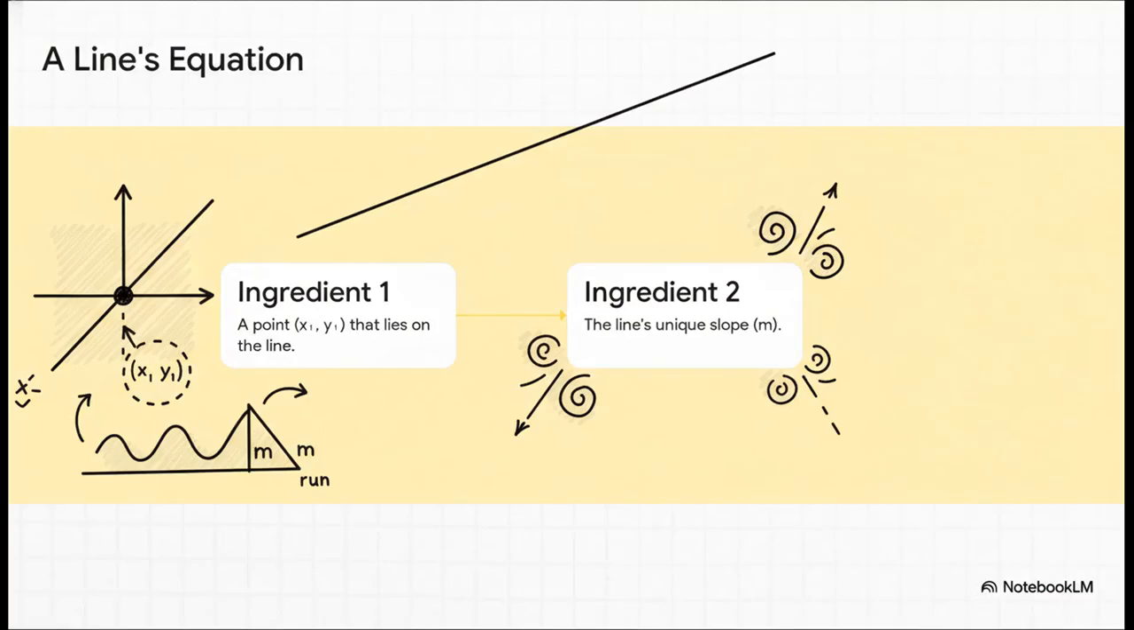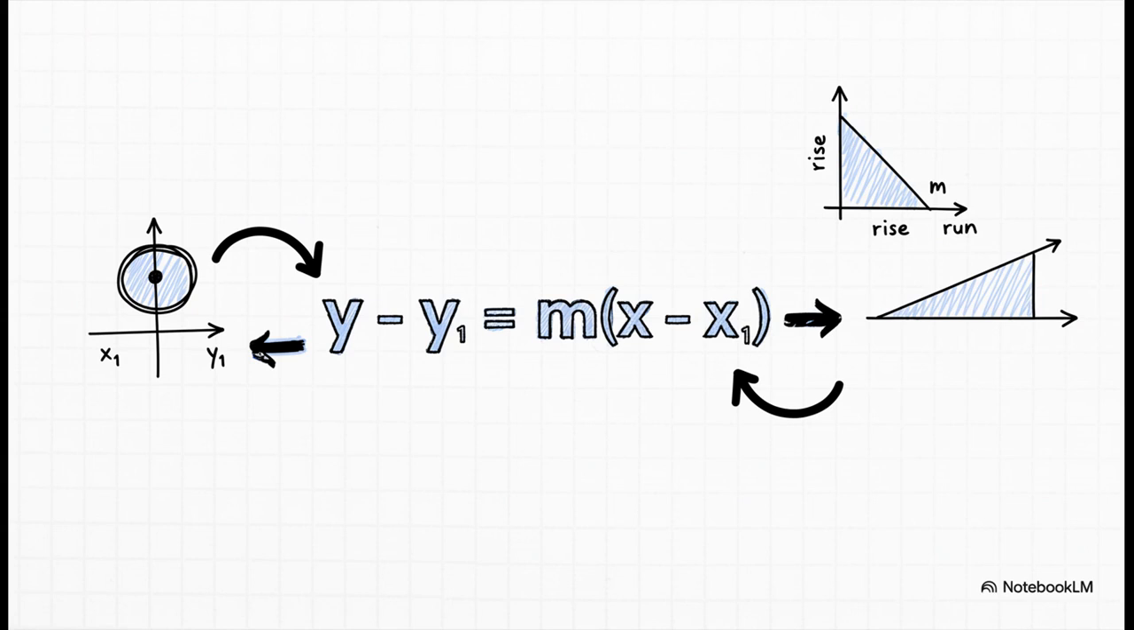So, what do you need to write the equation for any line? It's surprisingly simple. You only ever need 2 little pieces of information: one single point that you know for sure is on the line, and the line's unique slope. That's it. And this is how they combine into this elegant, powerful equation called the point-slope form. This isn't just a formula, it's like the master key. You give me 1 point and 1 slope, you plug them in here, and bam, you can describe the entire infinite line.